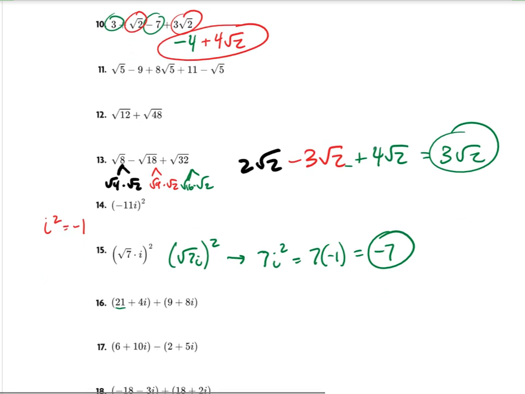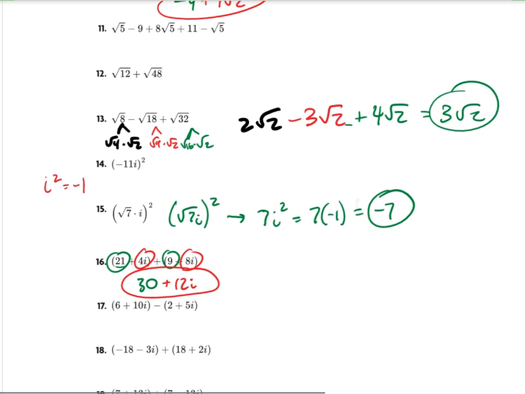Number 16. All right, once again, combining like terms, 21 and 9 is 30. 4i and 8i is 12i. And there we have it.